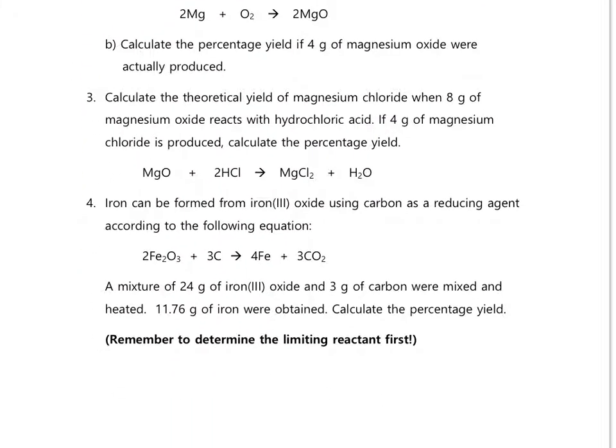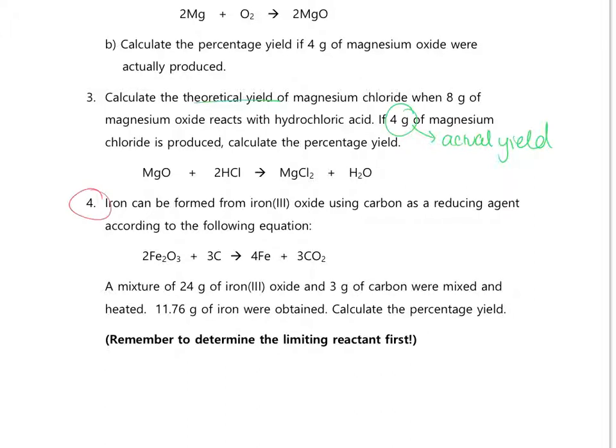Then from question 3, it puts it all together. So it says, question 3, you're asked to calculate the theoretical yield. And then if 4 grams is produced, so that's going to be your actual yield. And then calculate your percentage yield. But again, just do it in exactly the same way.